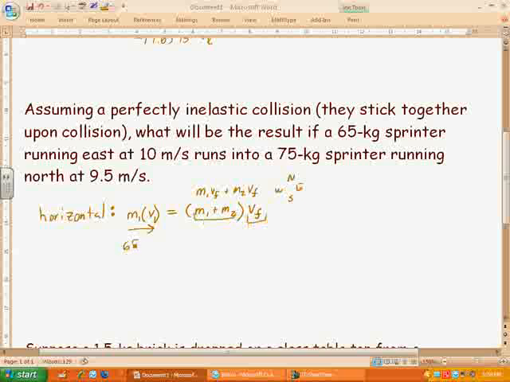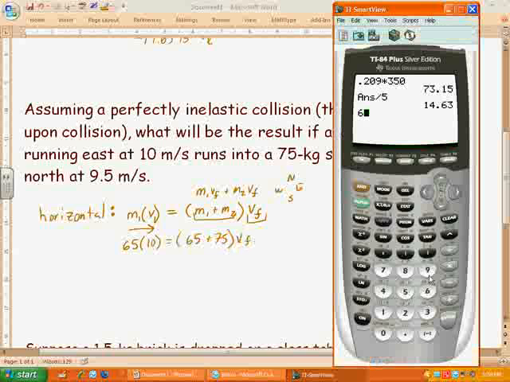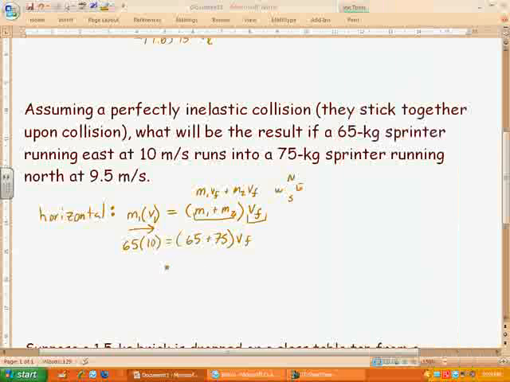We've got 65 kilograms times 10 meters a second, which is going to equal 65 plus 75 times that final velocity, which we can now solve for on our calculator. We'll go 65 times 10, and then we're going to divide that by 65 plus 75, and we get 4.64. So the final velocity in the x direction is 4.64 meters per second. All right? So now we know the horizontal.